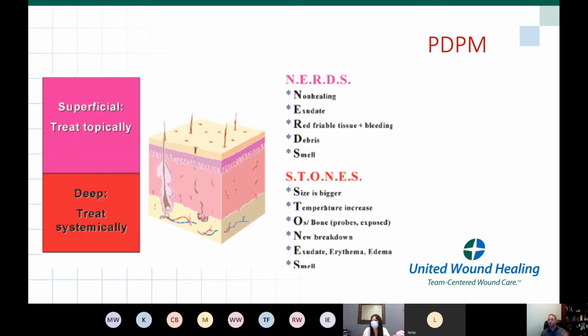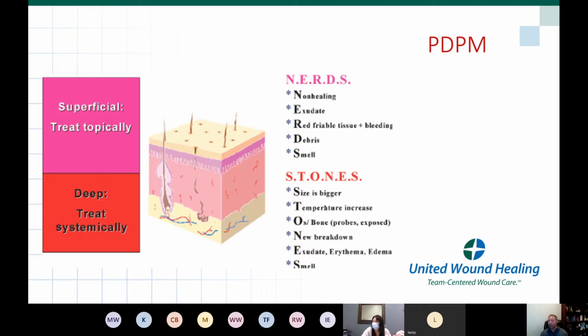So if you were doing bandage changes on maybe a diabetic pressure ulcer on the foot, and then you were doing them every other day, and then all of a sudden there's fluid dripping out of the bandage within 2 or 3 hours of putting it on, that is a sign that you have a superficial infection and maybe a deep infection.